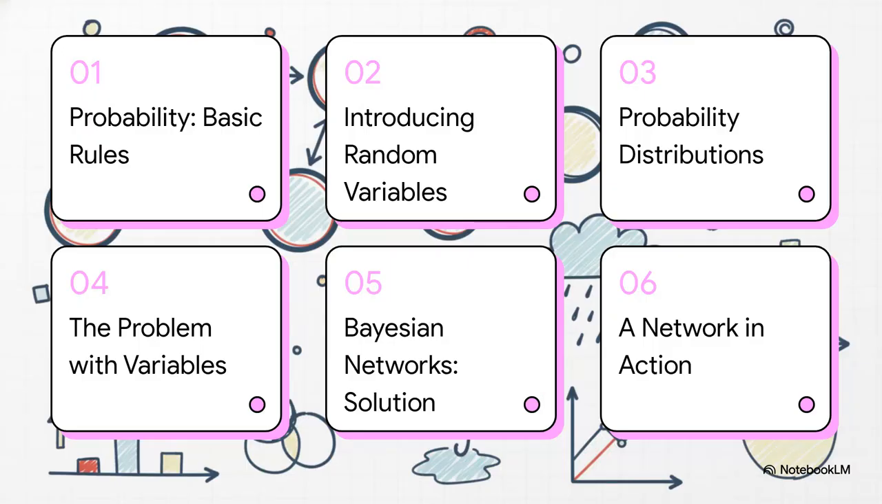Okay, so here's our plan for today. Think of it like climbing a ladder, one rung at a time. We'll start with the fundamental rules of probability itself, then we'll learn how to represent uncertainty using something called random variables and distributions. After that, we're going to hit a wall, a really big problem that makes these simple tools kind of difficult to use in the real world. And that's exactly where we'll introduce our hero, the Bayesian network, which is the elegant solution to that very problem.